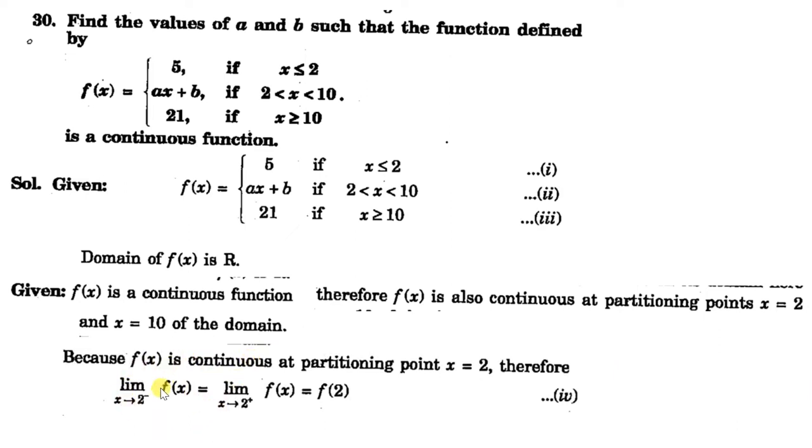Since it is continuous at 2, the left hand limit of f(x) at 2 will be equal to the right hand limit of f(x) at 2, and that is equal to the value of the function at 2. Now the left hand limit at 2: on the left of 2 the value of the function is 5. So we replace f(x) by 5, and since it is a constant, its limit will be 5 itself.